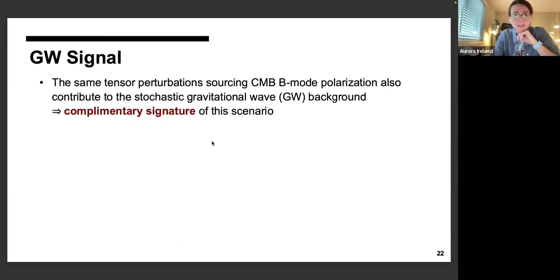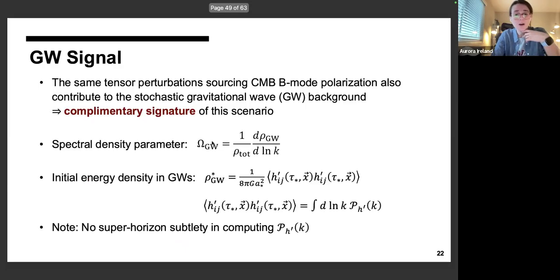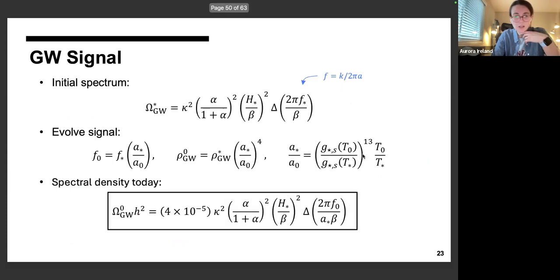I do want to mention that this scenario has a complementary signature, in that the same tensor perturbations that are giving you your B-mode polarization are also going to contribute to the stochastic gravitational wave background, as parameterized by this spectral density parameter, which you can calculate in this way. It has a very analogous form to the dimensionless tensor power spectra.